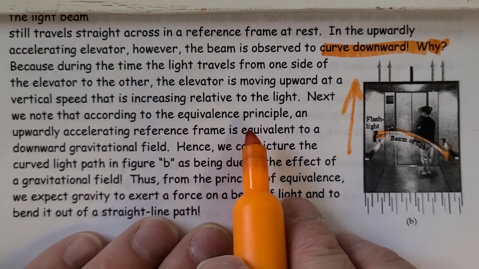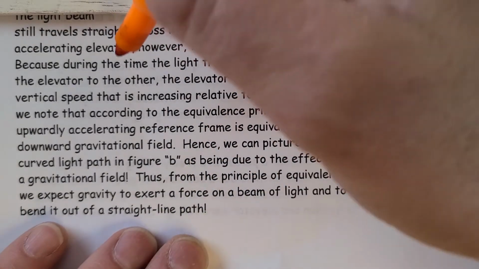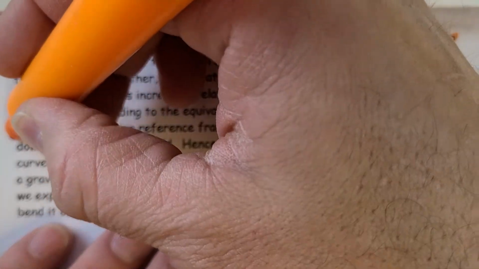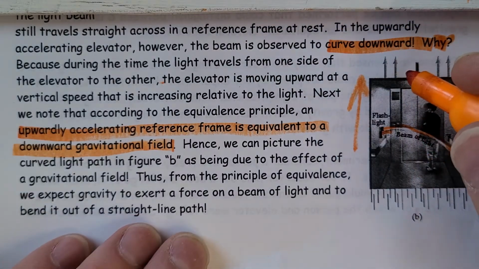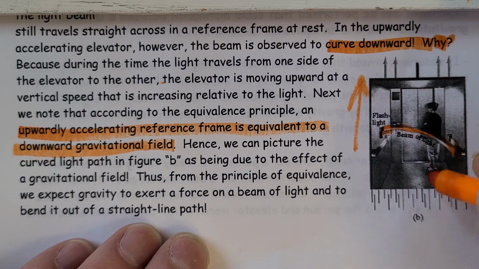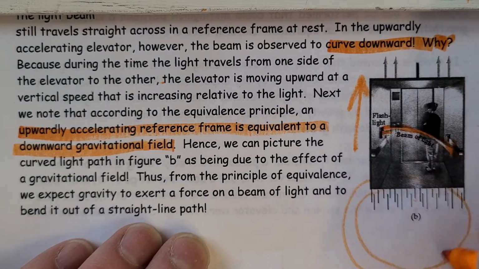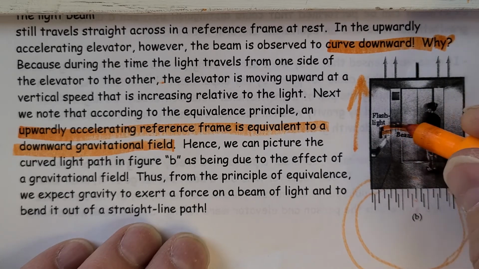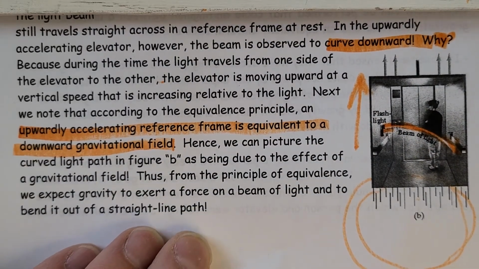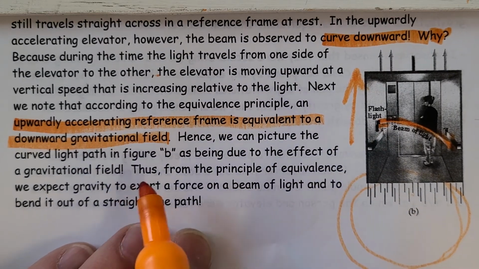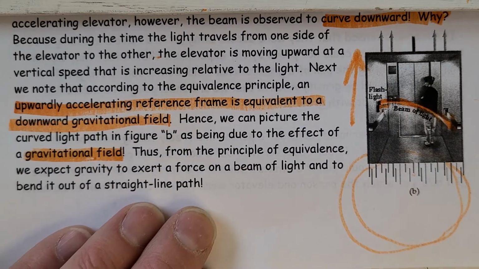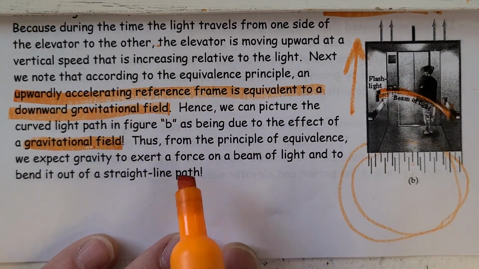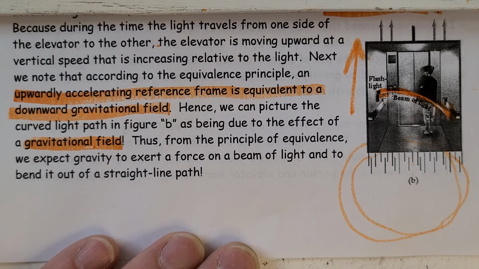So next we note that according to the principle of equivalence, an upwardly accelerating reference frame is equal to the downward pull of gravity. So if I'm accelerating upwards and the beam goes down, the same would hold true as if there was a big planet here that was underneath my elevator. It would be pulling the beam down as well in a curve. So hence we can picture the curved light path in B as being due to the effect of gravity. Thus, from the principle of equivalence, we expect gravity to exert a force on a beam of light as if it was bent out of a straight line path.